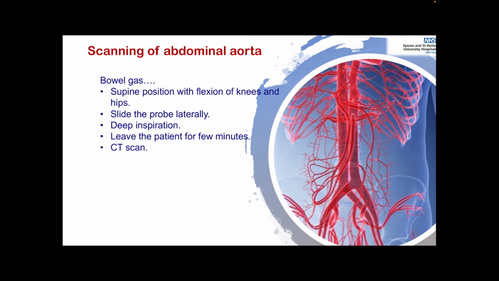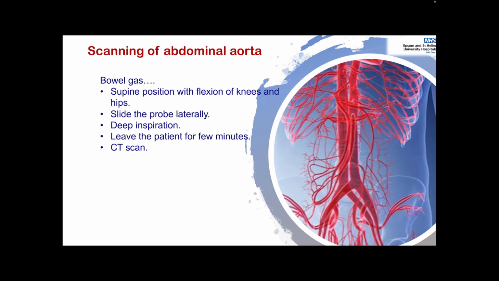When you ask the patient to take a deep inspiration, the diaphragm will press down, and this will cause the gas to go down. And sometimes we can slide the probe laterally. We will be able to see the abdominal aorta. If these things are not working, in parallel with the deep inspiration, we push the probe deeper into the abdomen.